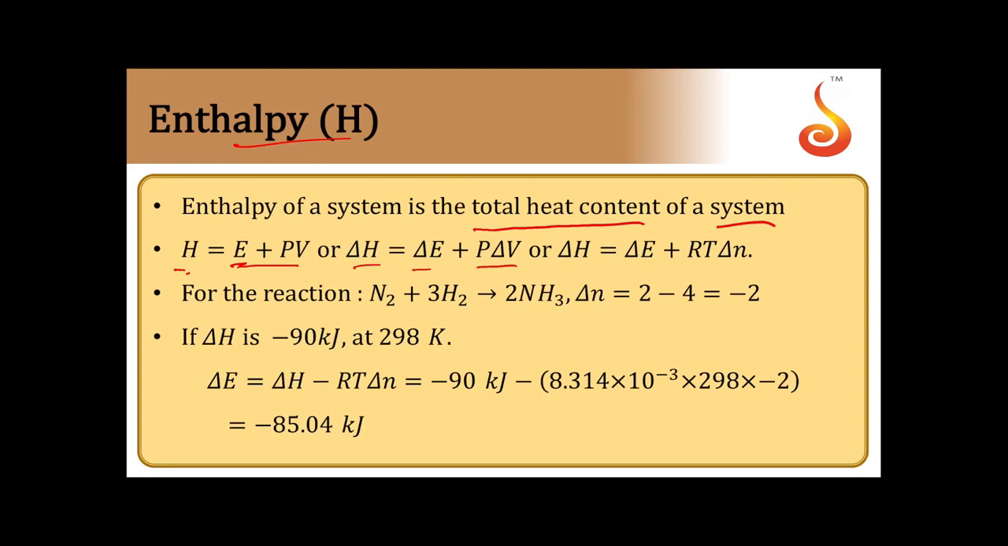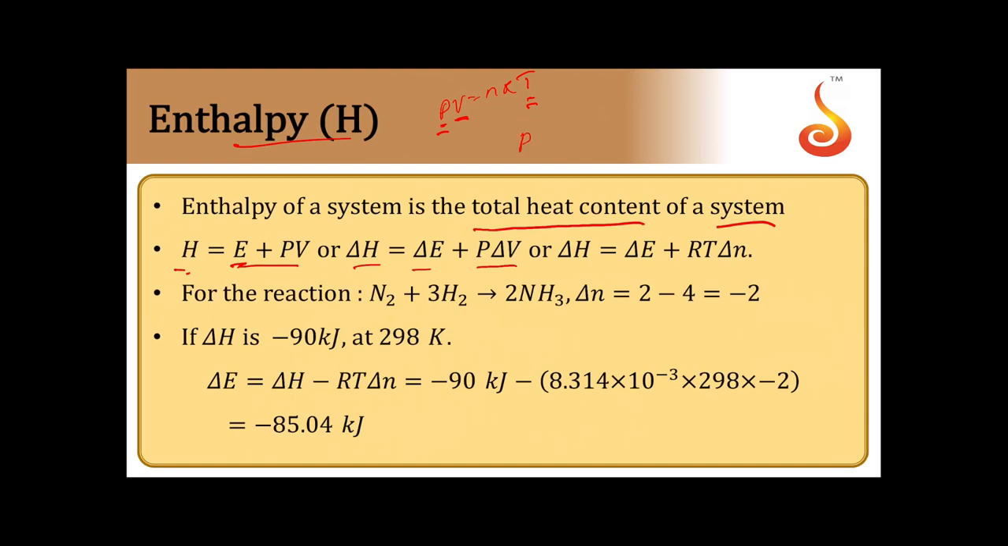And from PV is equal to nRT, if pressure and temperature are kept constant and if volume changes, that should be due to change in the number of moles of a system.